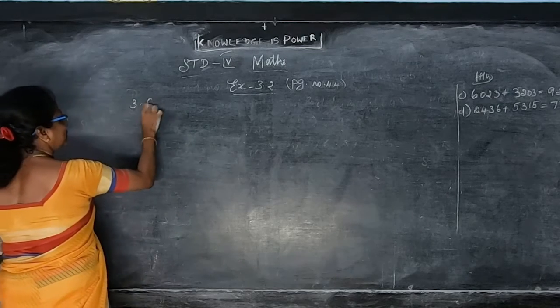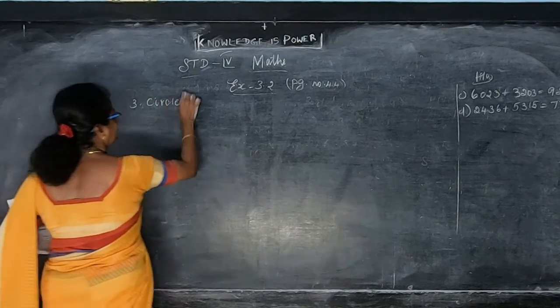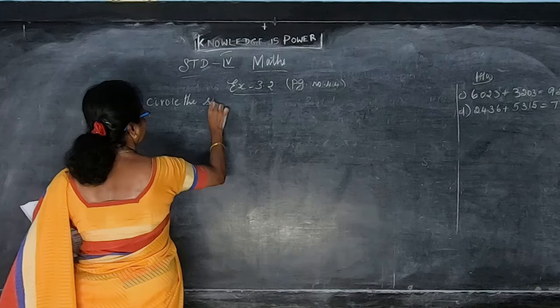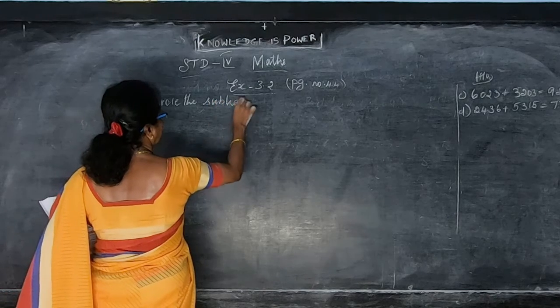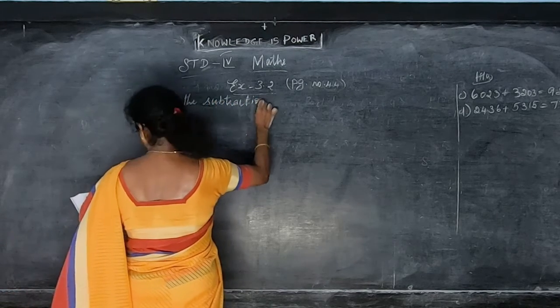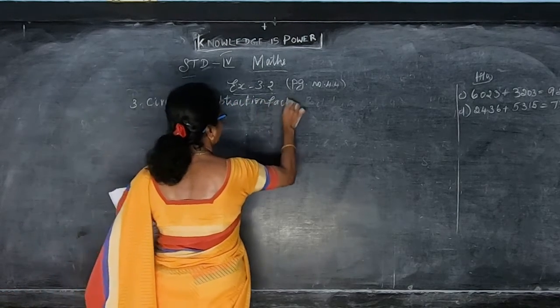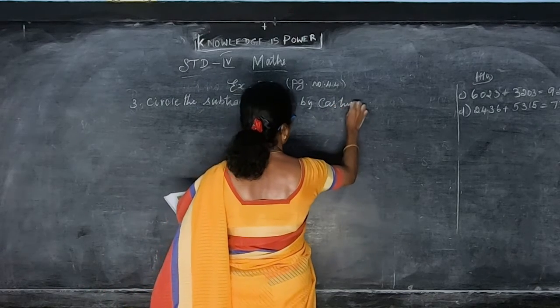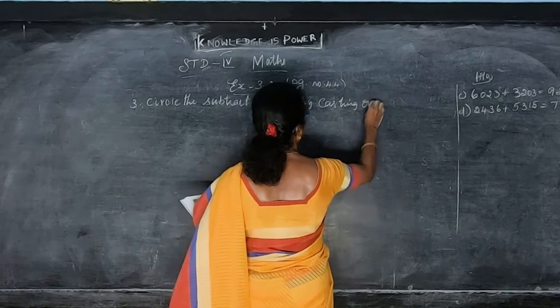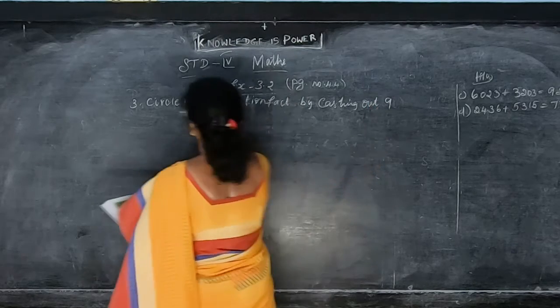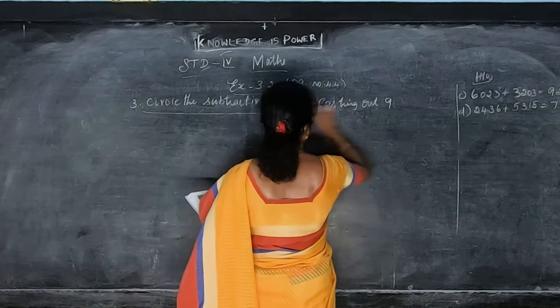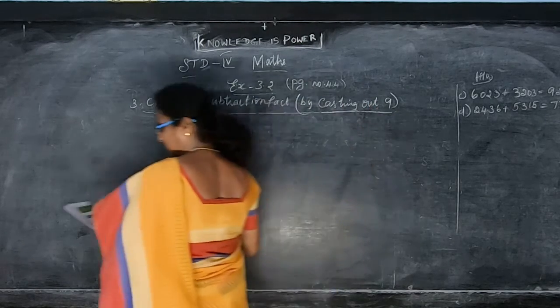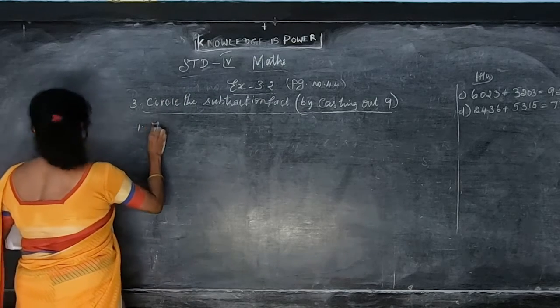Circle the correct subtraction by casting out 9. Circle the subtraction fact by casting out 9. It is the same method, but here we have to subtract. It is like addition, isn't it? This we have to subtract.